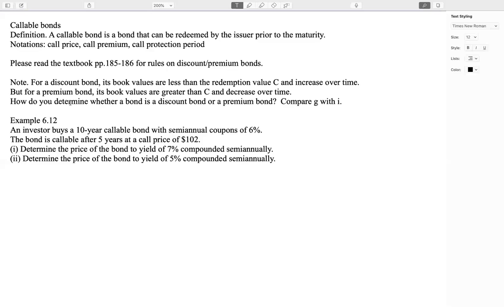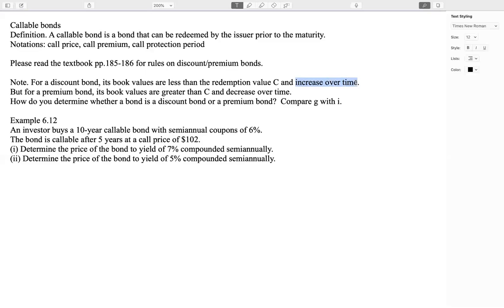So here we need to separate our analysis into two cases. Case one is for a discount bond. Case two is for a premium bond. Obviously you should know the definition. A discount bond is a bond whose book values are less than the redemption value. So let's say the redemption value is 100. You will see the book values are always less than 100, except the last one, which will be equal.